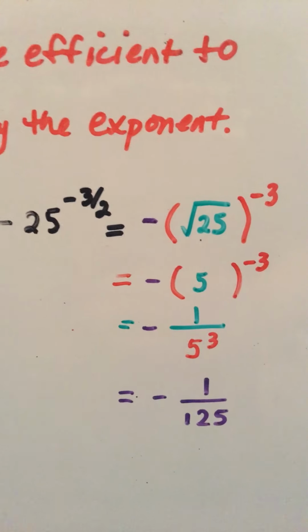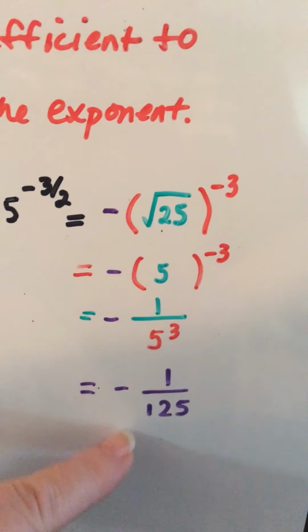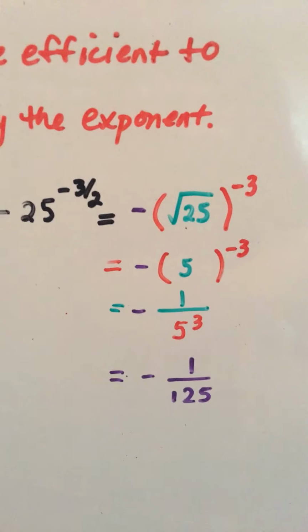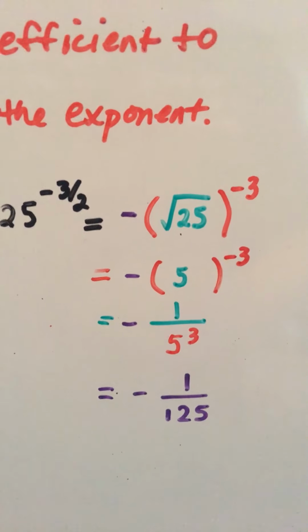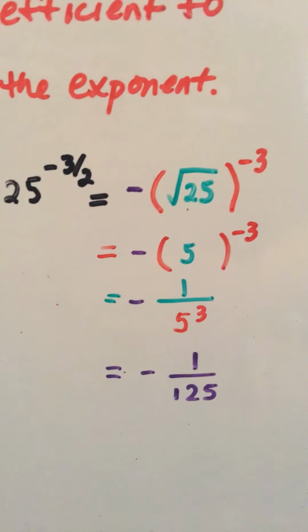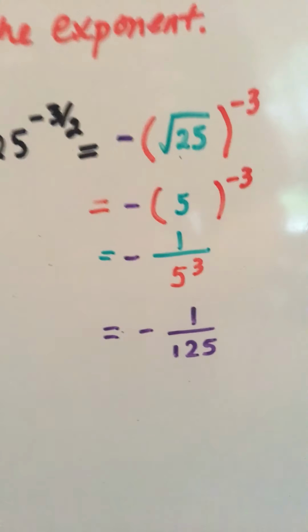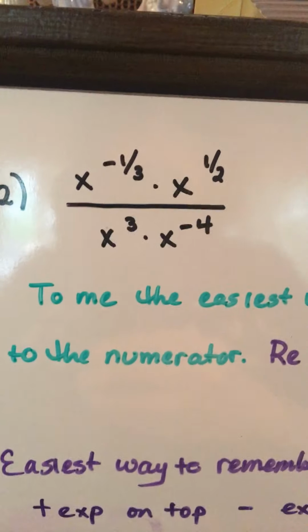Notice the negative sign. It's not in a parenthesis, so my answer will be negative. It comes along for the ride. I want the square root of 25, which is 5. 5 to the negative 3 means 125, but not on top, on the bottom. Negative 1 over 125. I'm going to get to that language in just a second.